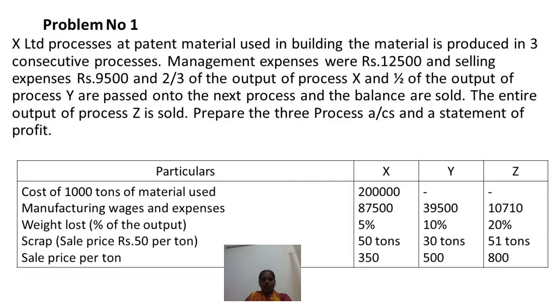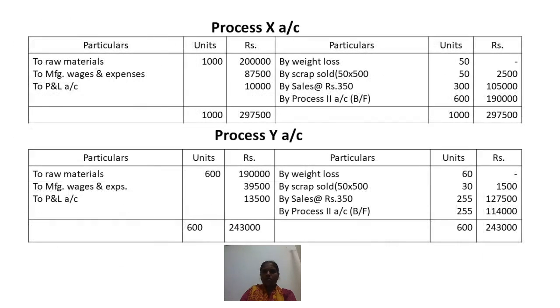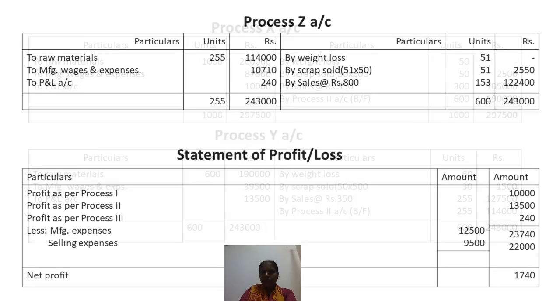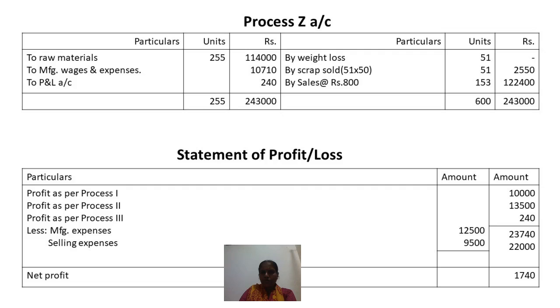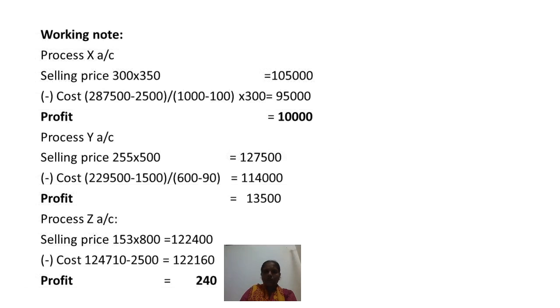And then scrap is given as 50 tons, 30 tons and 51 tons. So in that case we have to multiply 50, 30 and 51 by 50. That should be considered as the normal loss. 50 into 50, 2500. 51 into 50, 2550. So that way we have to calculate.